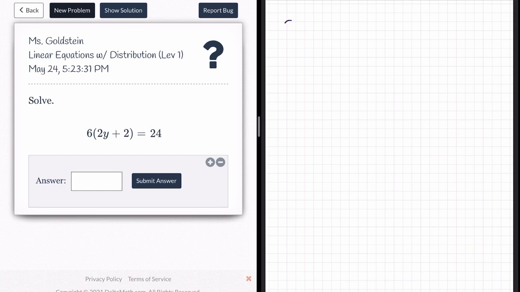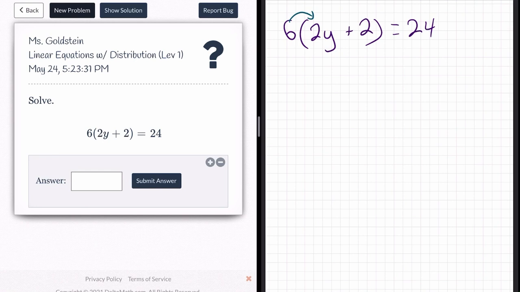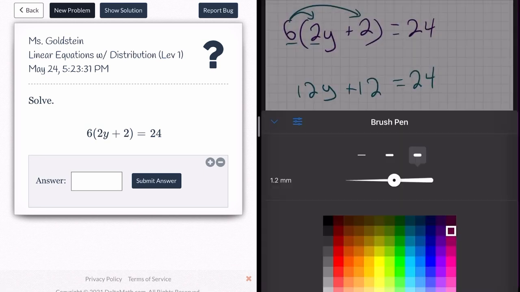This one says 6 times 2y plus 2 equals 24. The first thing I want to do is distribute 6 times 2y. 6 times 2 is 12. Bring down the y. And then again 6 times 2 is 12. That one doesn't have a y. And I'm not distributing to 24 since it's not in the parentheses.